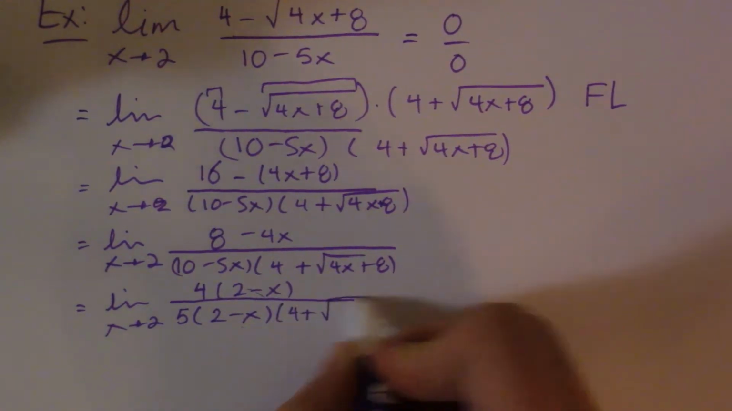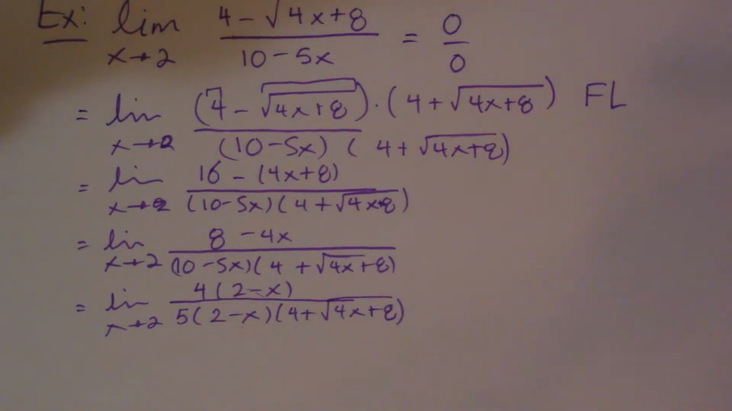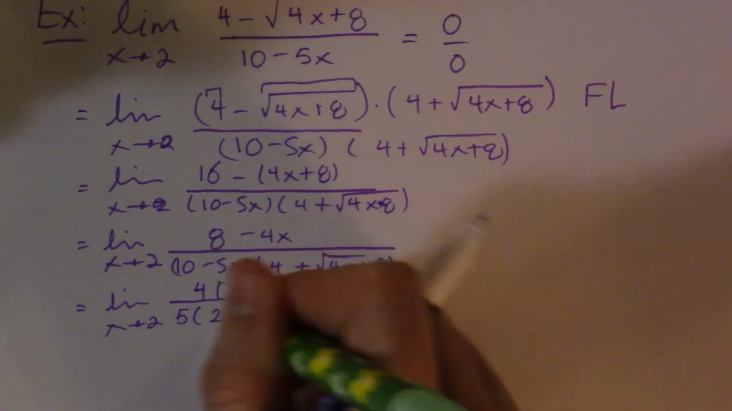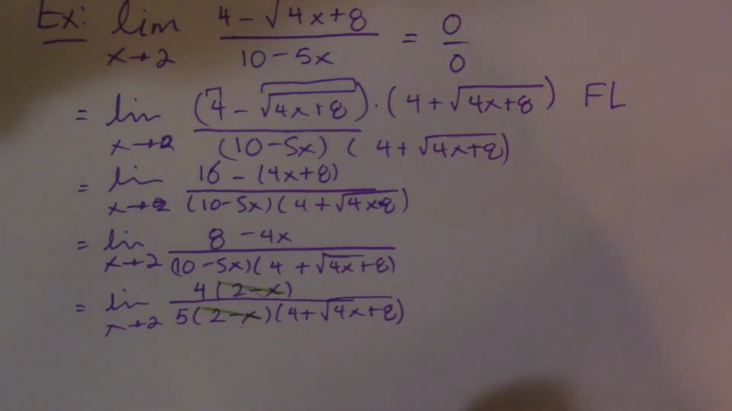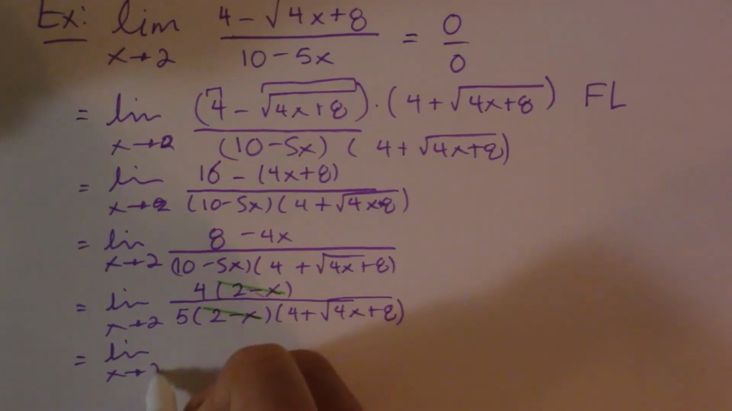That gets rid of my 0 over 0. My indeterminate form will no longer be there after I cancel that. So I'm going to cancel this guy, so I cancel both of those. And now I'm ready for direct substitution. So I'm going to just rewrite this one more time.